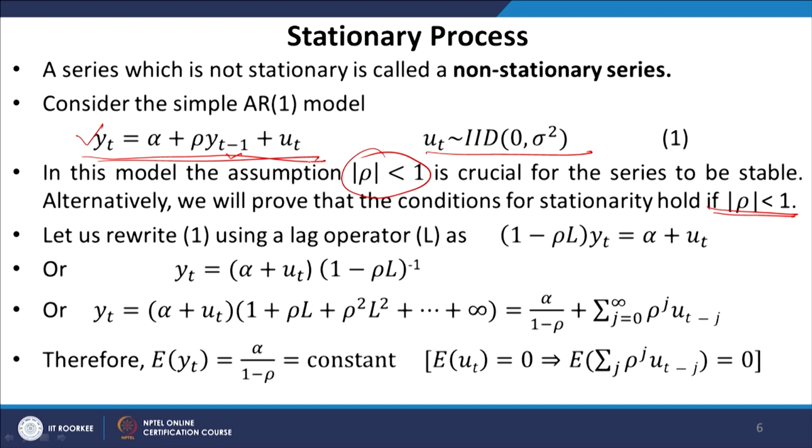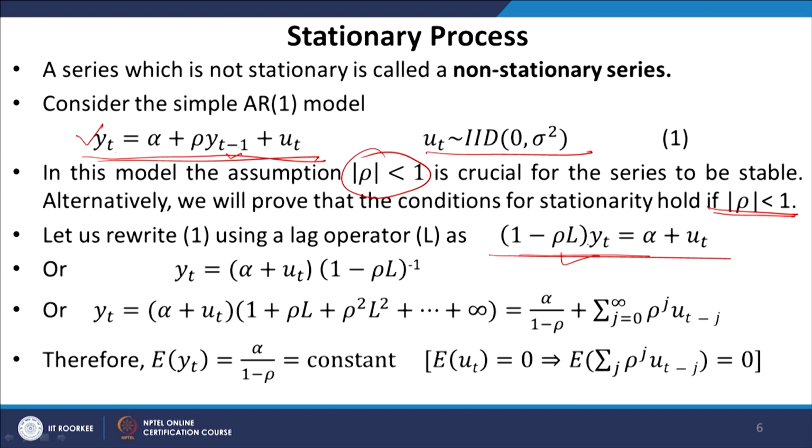So, let us rewrite 1 using the lag operator L as (1 minus rho L) y t equals alpha plus u t. These lag operators are also introduced in the context of AR and MA processes. Now, first of all I am taking rho y t minus 1 to the left hand side and writing it as (1 minus rho L) y t equals alpha plus u t.